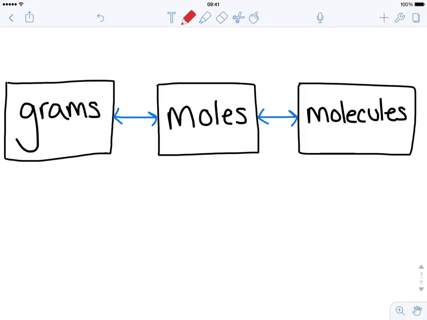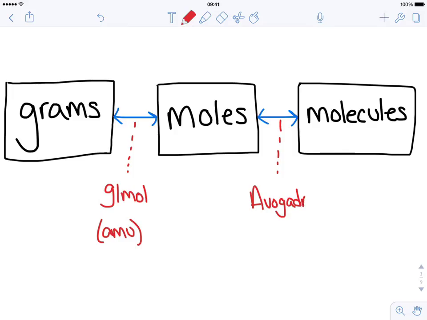To convert something between grams and moles, we do that by using the molar mass, which if you remember was grams per mole. And we get the amount of grams by looking at the atomic mass of an element or compound, whatever the question is asking us for. Now, to convert between moles and molecules, we use Avogadro's number, which, if you remember, is 6.02 times 10 to the 23rd.